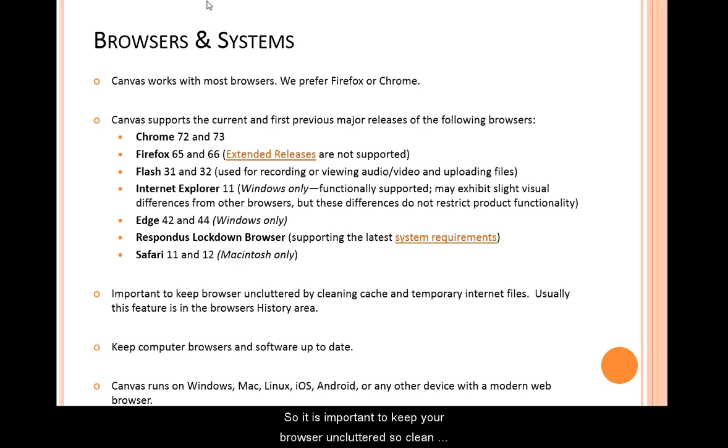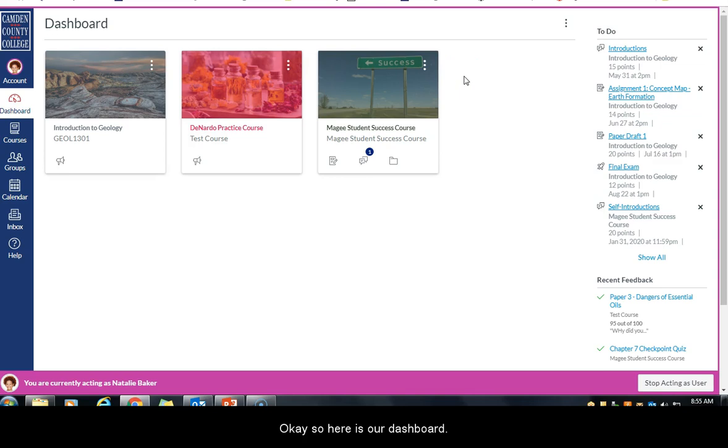So it is important to keep your browser uncluttered, so clean your cache and your temporary internet files periodically. And that's just good practice for any time you're using the internet. You'll usually find this feature in your browser's history area. Keeping your computer, browsers, and software up to date is also another important thing to do to make sure that everything is running properly. And Canvas will run on Windows, Macs, Linux, iOS, Android, or any other device that supports a modern web browser.